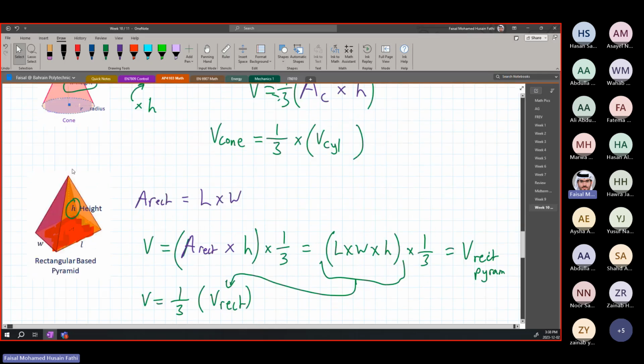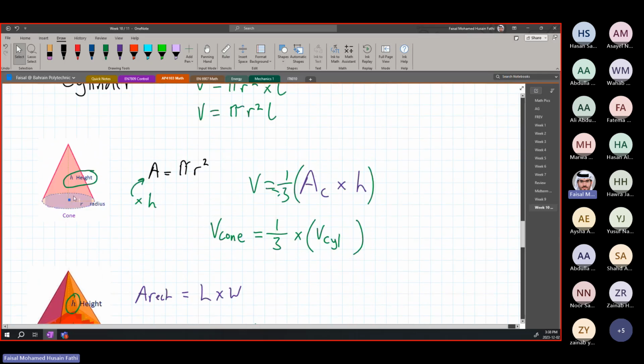For the case of cones and pyramids, it depends on the base of it. So this is a cone. The cone always has a circular base. It's exactly the same as a cylinder, but only 1/3. We have to multiply it by 1/3.